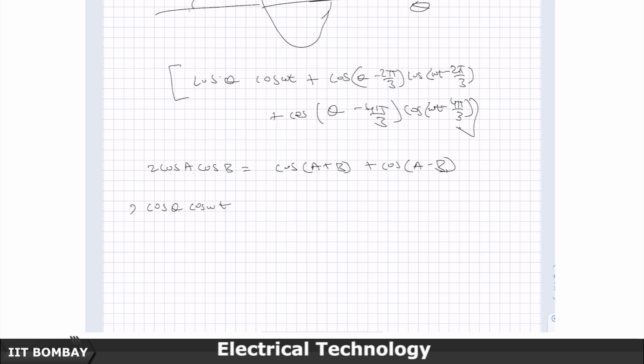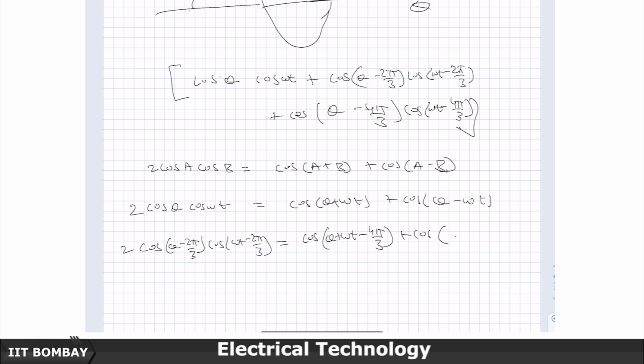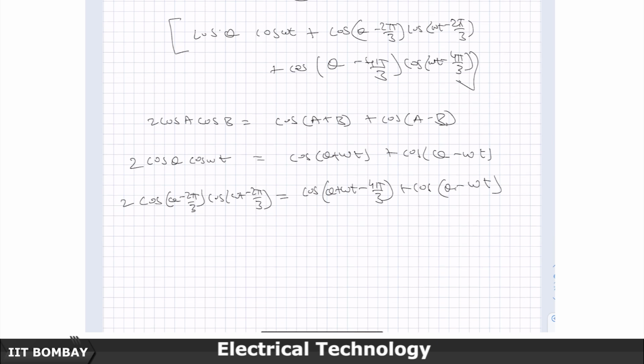2 cos theta cos omega t is going to be cos of theta plus omega t plus cos of theta minus omega t. Now, take the next term, 2 cos of theta minus 2 pi by 3 times cos of omega t minus 2 pi by 3, which is equal to cos of A plus B, which is theta plus omega t minus 4 pi by 3, plus cos of A minus B. The 2 pi by 3 terms will cancel out, and I will get cos of theta minus omega t.